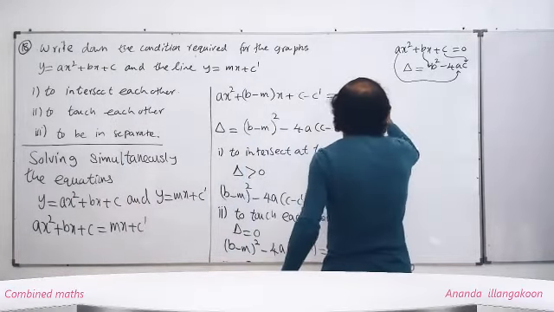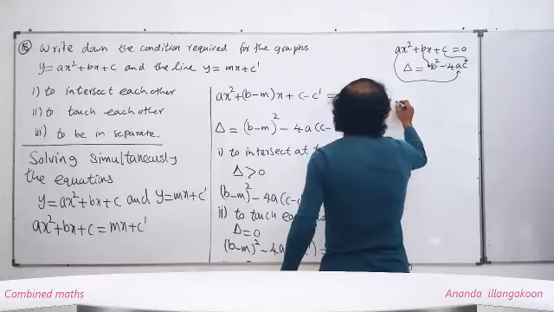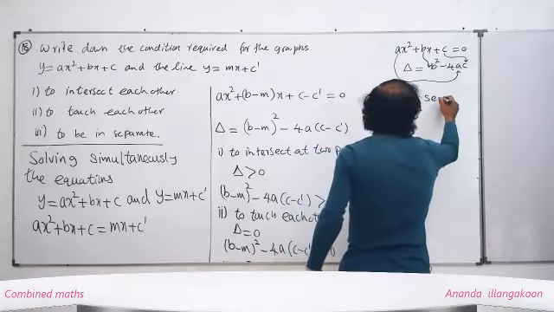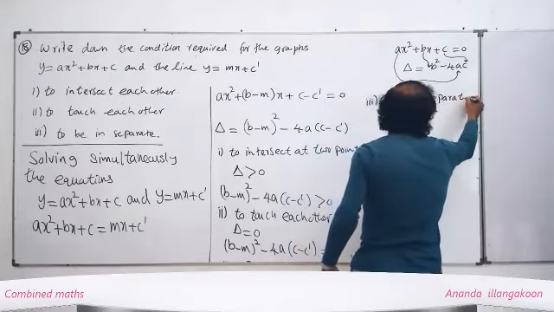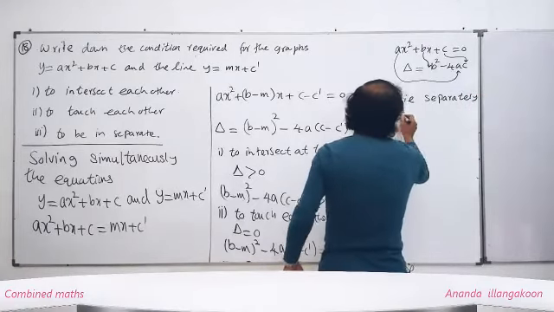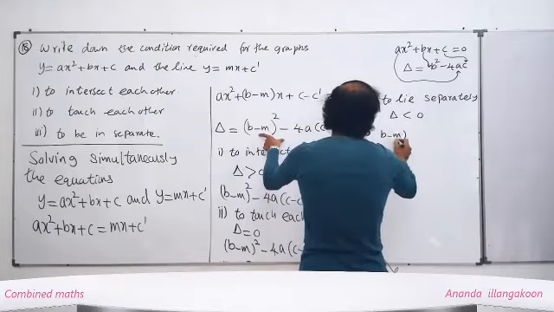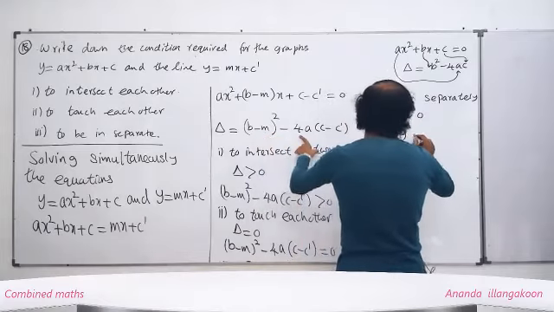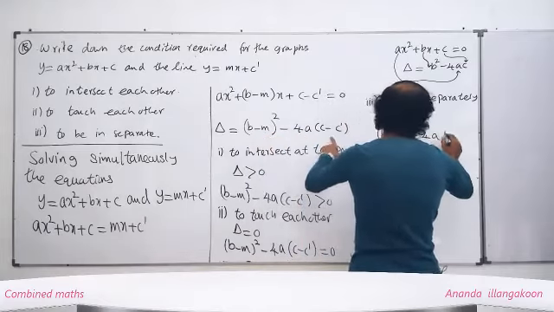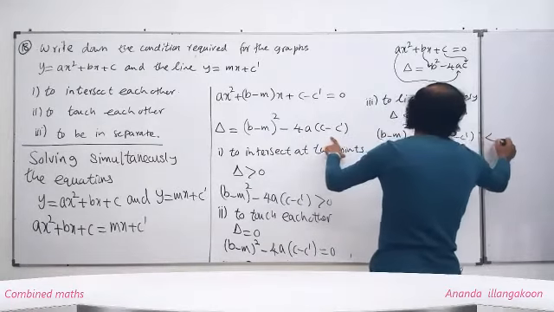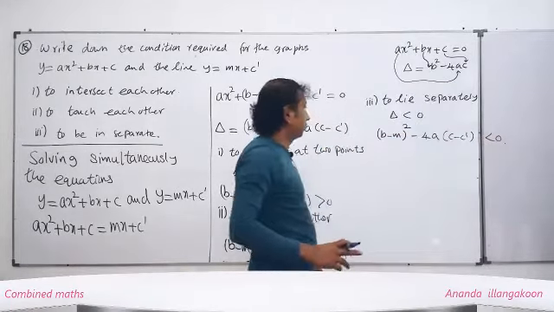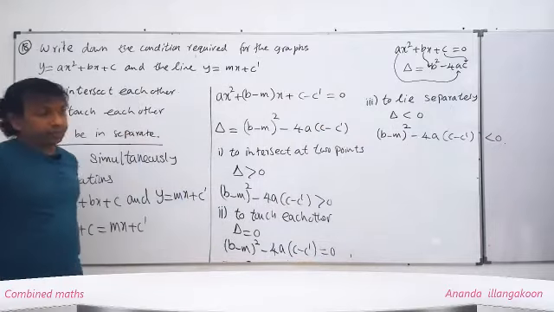Third one, to lie separately, delta negative. That means this is negative. Like this. This is what we get, people.